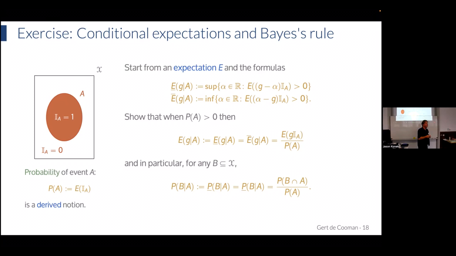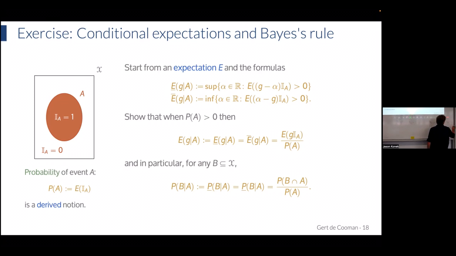Okay, so the base thing, I have an expectation, and the condition is that the expectation of G minus alpha times the indicator of A should be positive. That is the condition on alpha. So this thing here is just the expectation of G times the indicator of A minus alpha times the indicator of A. And since my expectation is a linear functional, I can just write this as the expectation of G times the indicator of A minus alpha times the expectation of the indicator of A. The expectation of the indicator of A is the probability of A. So this is equal to the expectation of G times the indicator of A minus alpha times the probability of A. And the condition is that that should be positive.